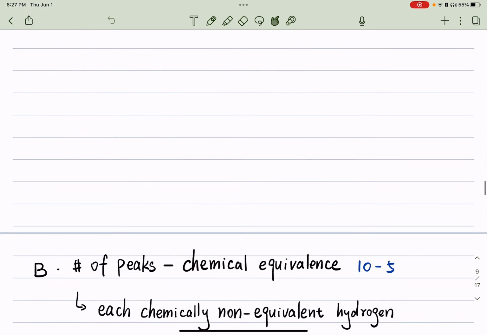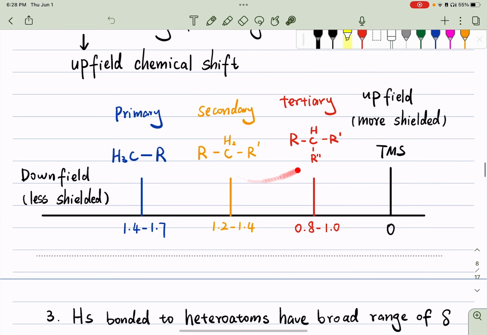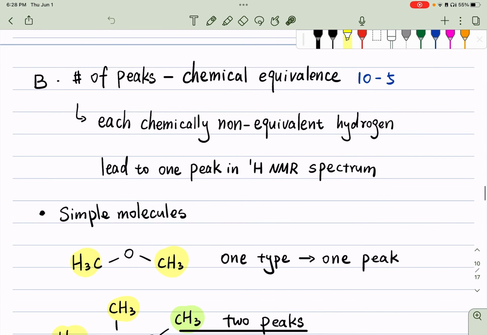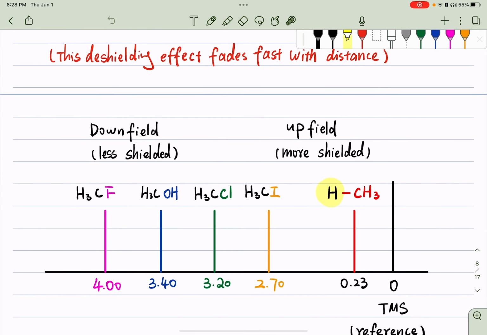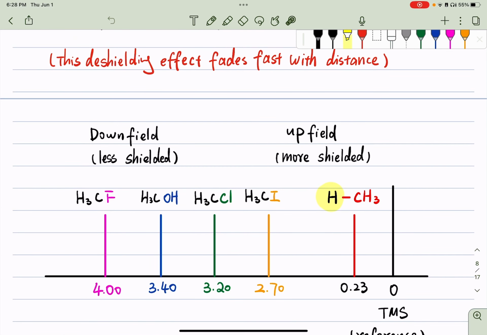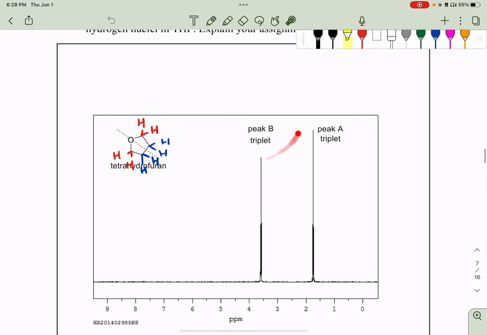Chemical shifts. You have two different factors affecting the chemical shift. One is tertiary versus secondary versus primary, but this is not applicable. Both of them are secondary. And what about here? Okay, so we have electronegativity. The closer your CH group is bound to the electronegative atom, the more downfield, or less shielded, or de-shielded it is. So let's go back to our exam. So our part B is more de-shielded.